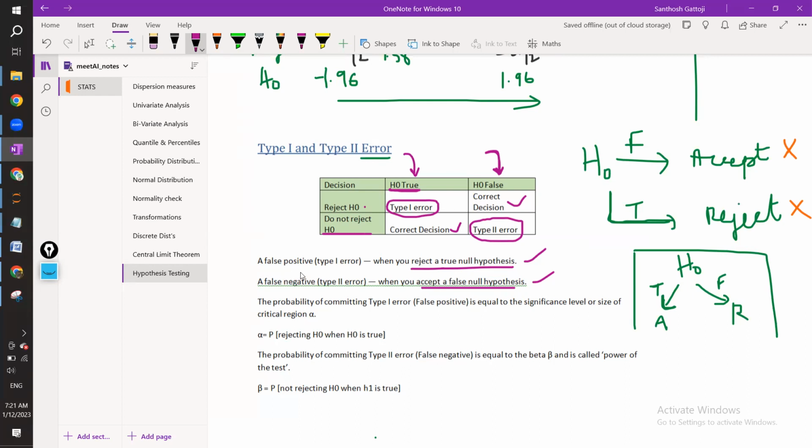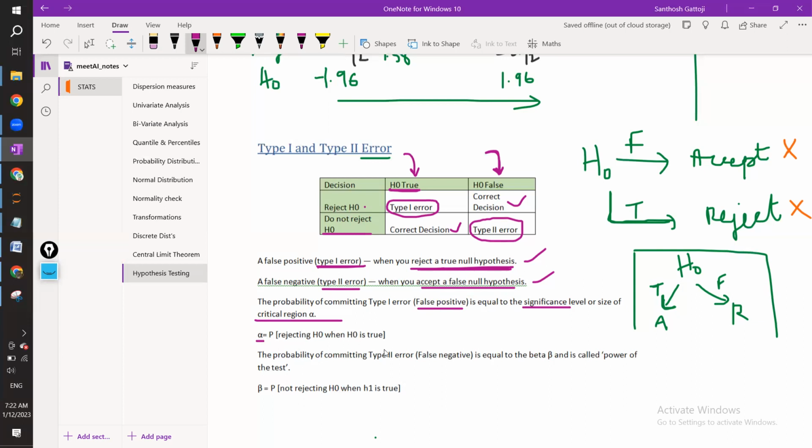But as of now, just understand that this is type 1 error and this is type 2 error. Type 1 is simply rejecting the true null hypothesis, which is also called alpha or significance, or size of critical region. That's why there are so many names, so sometimes it might be a bit confusing for the first time, but later you will understand. So type 1 error is nothing but rejecting a true null hypothesis, which is also called false positive, which is also equal to the significance level, or the critical region, alpha. So simply, alpha is rejecting the null hypothesis when it is true.